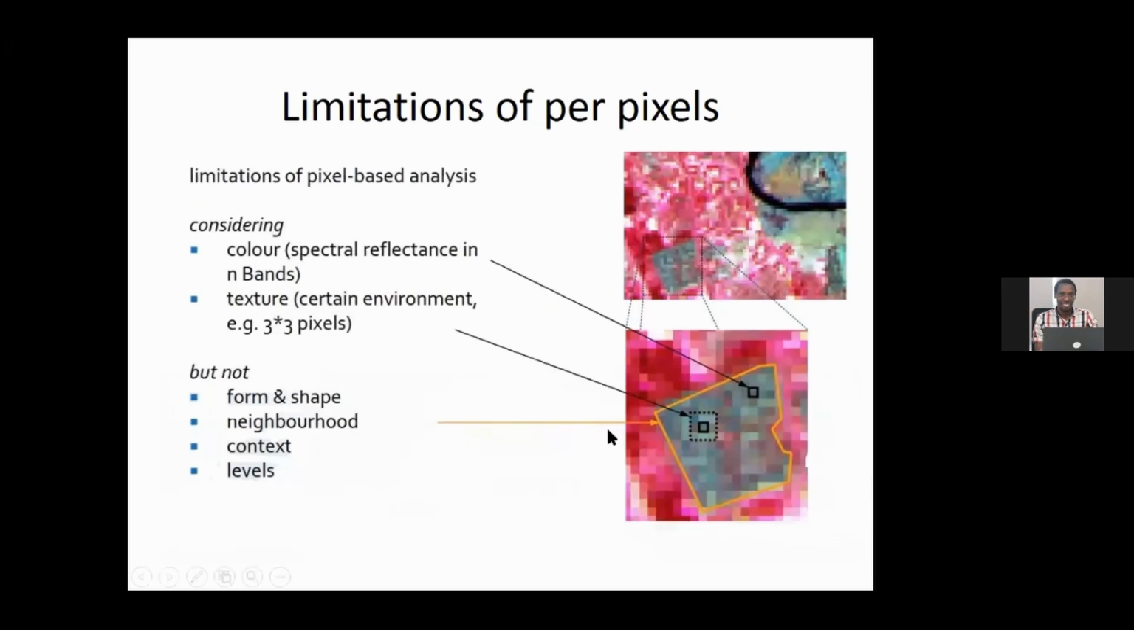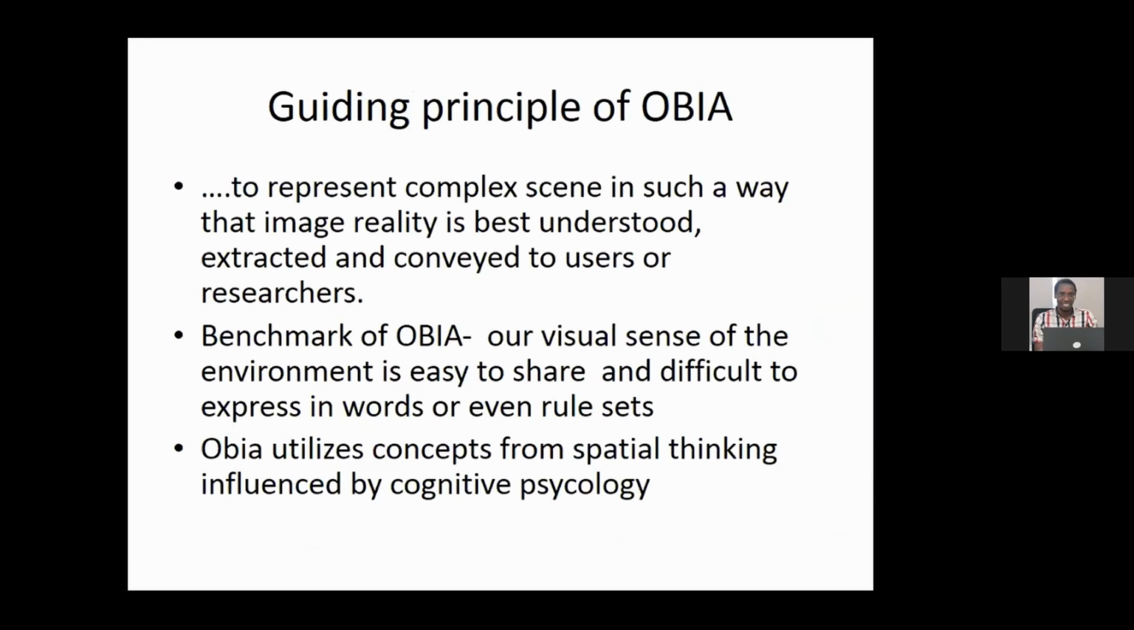If, for example, you had a park here, by looking at the neighborhood, it could tell you that this is actually a park. The context and the scale levels, you don't look at them. You only look at the color and the texture. So with OBIA, the aim is to represent a complex scene in such a way that image reality is best understood and extracted, and conveyed to users the way it's supposed to be conveyed.